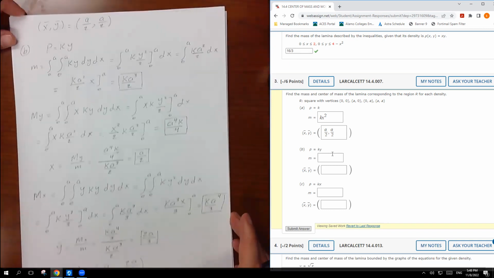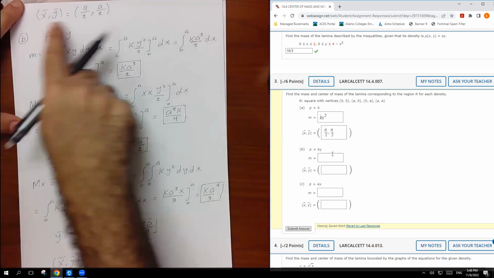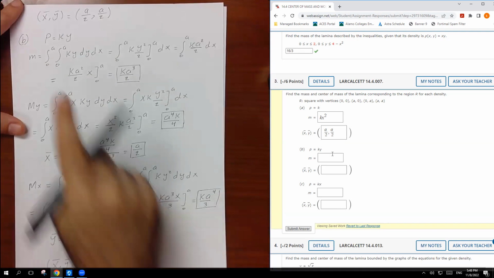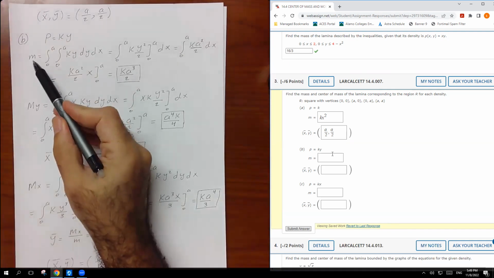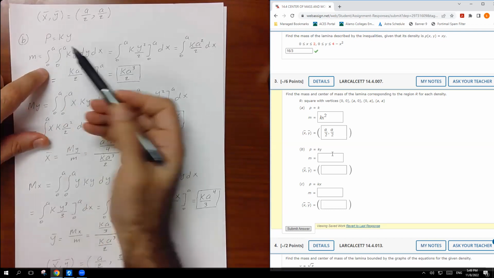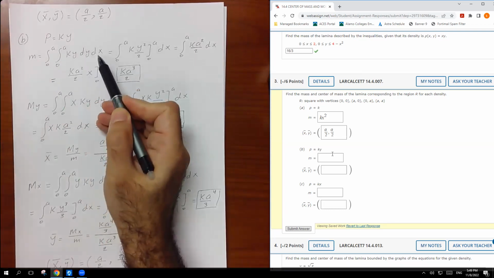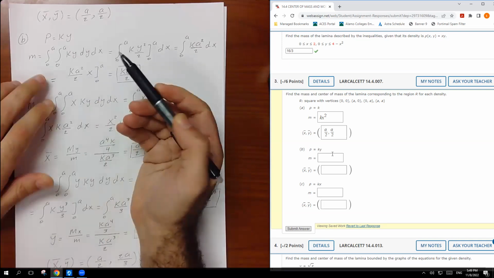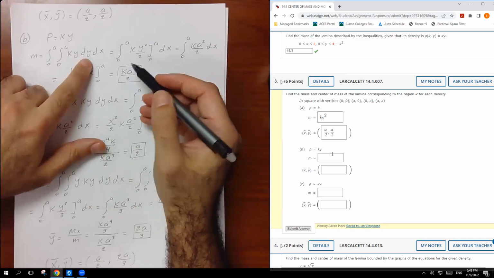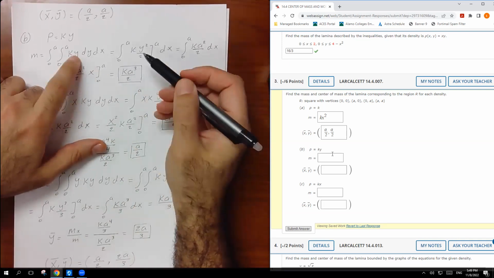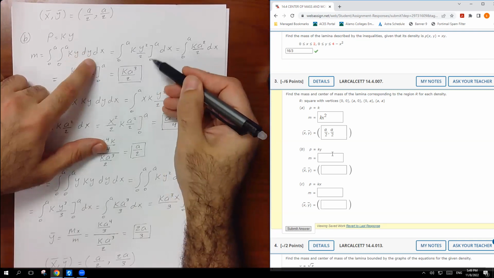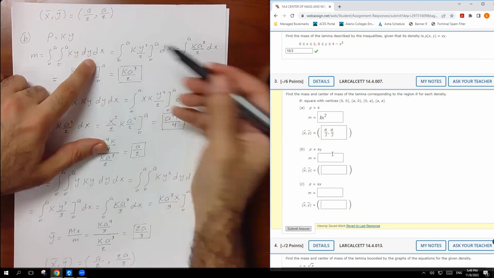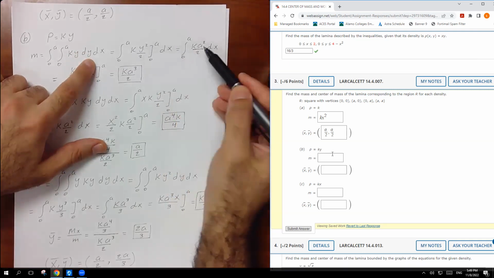So this is from the previous part. Now, our density is ρ = ky. So we need to find the mass m, the integral from 0 to a, from 0 to a, of ky dy dx. Again, we're going to find the integral with respect to y first. So from 0 to a, y squared over 2, and here is the constant k. From 0 to a, plug in the a, so it's going to be a squared over 2.